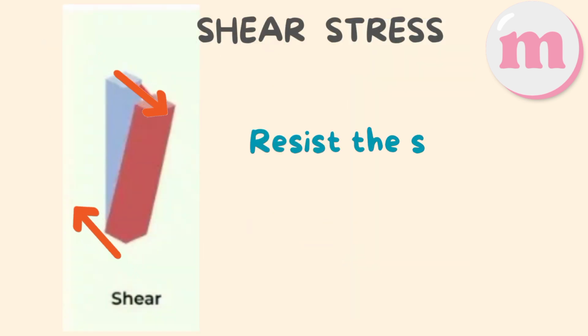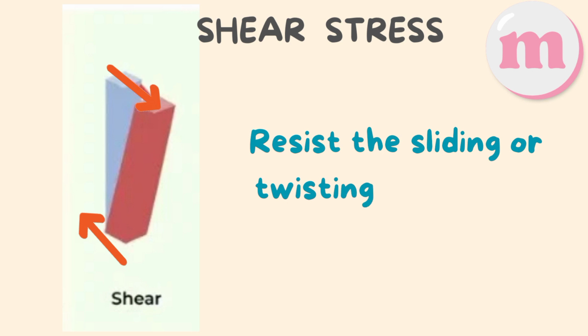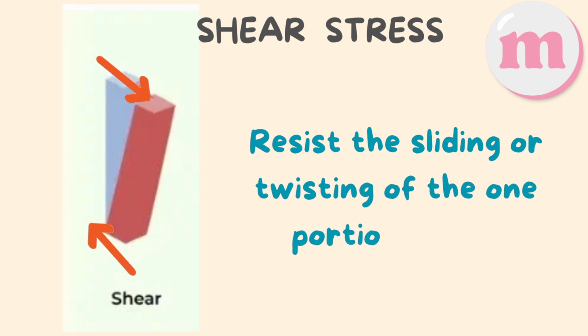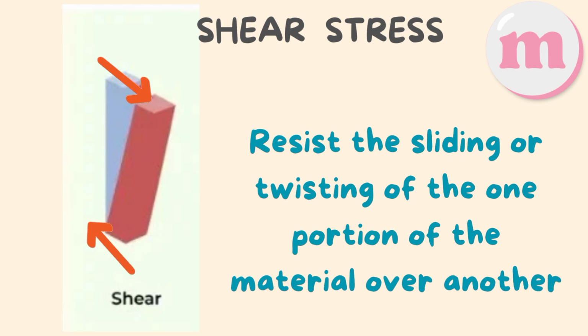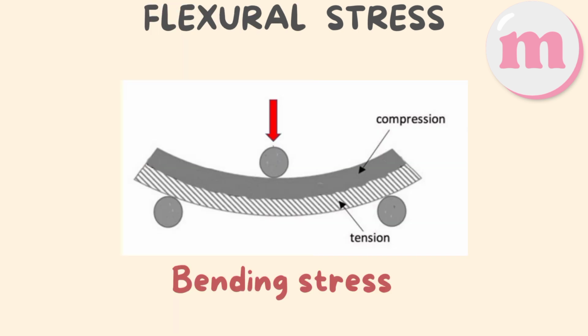Shear stress is produced by the twisting or torsional action on the material. The stress developed resists the sliding or twisting of one portion of the material over another. Flexural stresses are produced by bending forces, and it can happen in two ways.